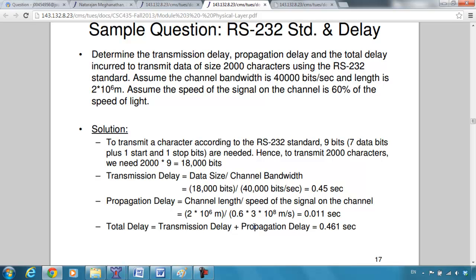Now the propagation delay is the channel length over the speed of the signal on the channel. So the channel length is given as 2 times 10 to the 6 meters divided by the speed of the signal on the channel. So the speed of light is 3 times 10 to the 8 meters per second. I have given you, assume the speed of the signal is 60% of the speed of light. So the speed of the signal is 0.6 times 3 times 10 to the 8. So if you do the math for this, you'll get 0.011 seconds. So the total delay is the transmission delay plus the propagation delay.